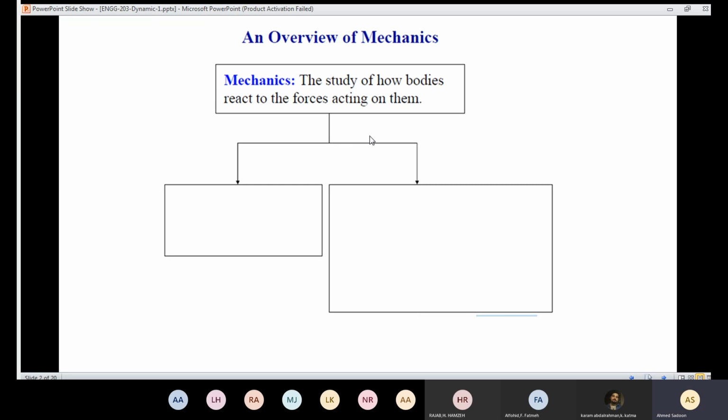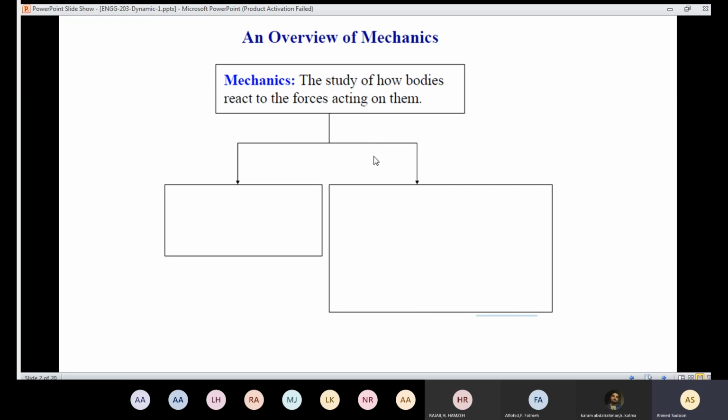And mechanics could be for rigid bodies. We are going to assume that we don't have any deformation. And also it could be for deformable bodies. In that case, the bodies are going to deform because of the forces. And also we have fluid mechanics. In that case, we are not dealing with solid materials. We are dealing with gases or liquids. In this course, we are concerned with rigid bodies. In rigid bodies, we don't have any deformation.